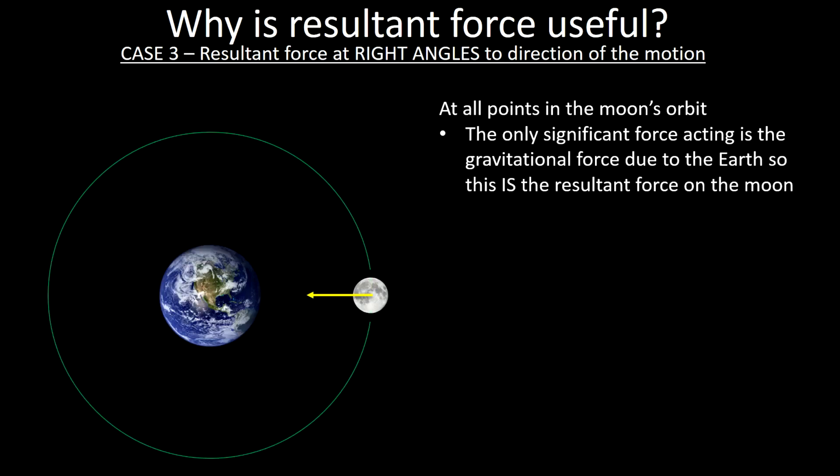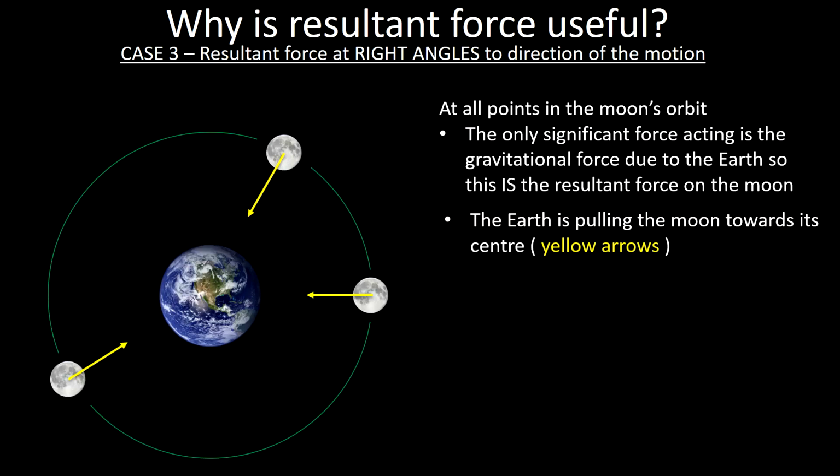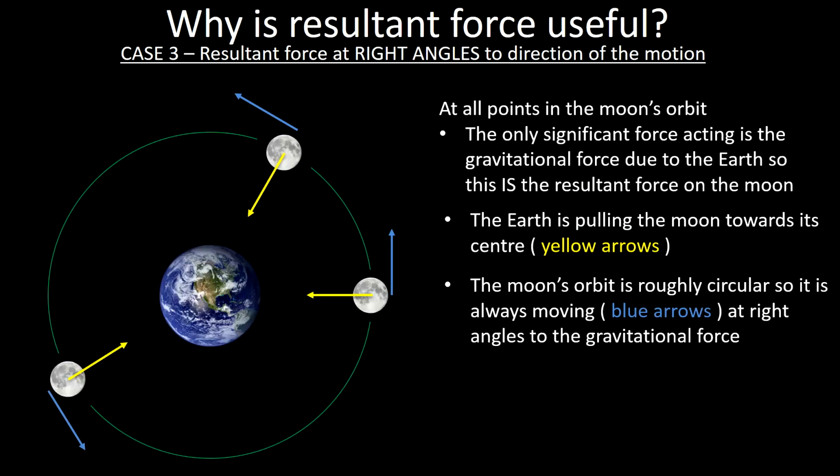So if we put the moon in place there, then the Earth is pulling the moon towards it. So that's why the yellow force arrow is off the left. Okay, and wherever we put the moon, the Earth is pulling the moon towards its centre. The blue arrows here represent the motion of the moon. So the moon is moving along the green circle. It's approximately circular orbit. It's very slightly elliptical.